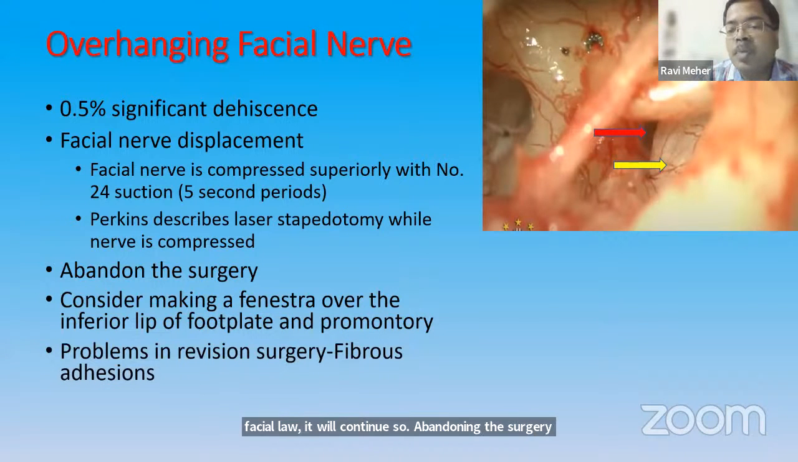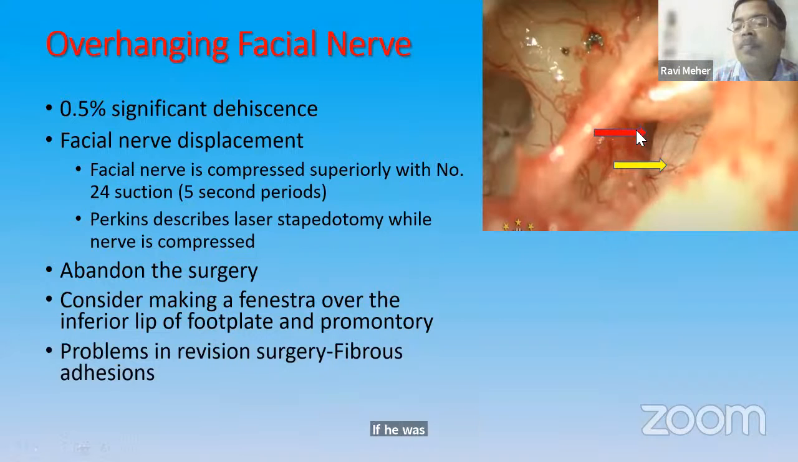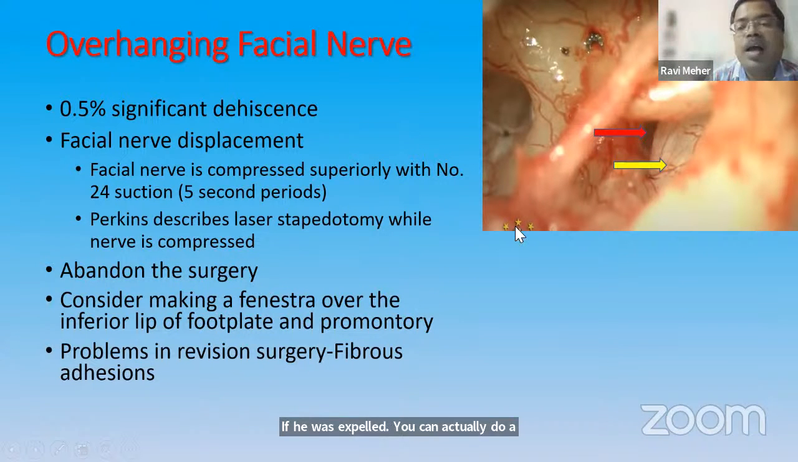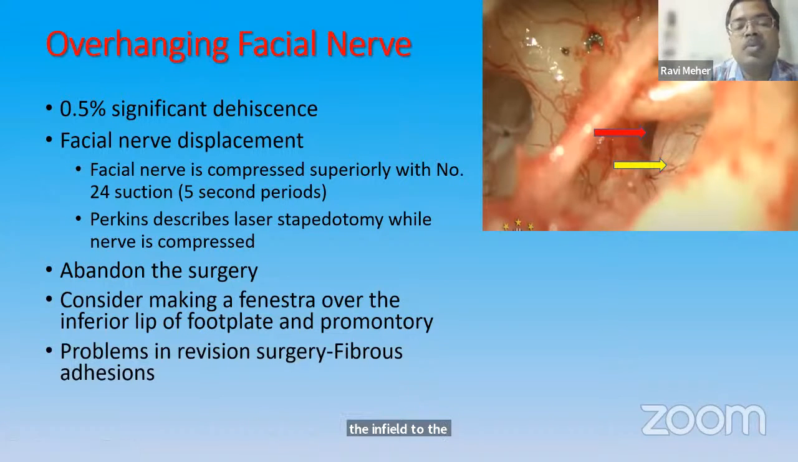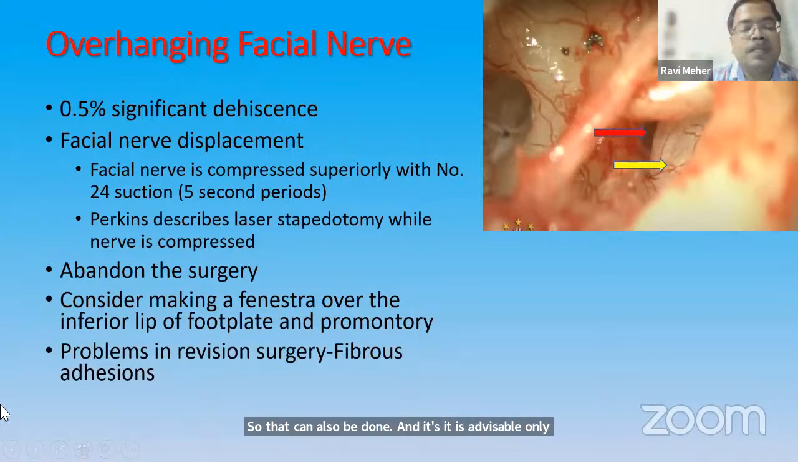If you are an expert, you can do a promontory drilling, and you can drill the promontory just inferior to the footplate, and then do an insertion of the piston, right? So that can also be done, and it is advisable only for experts to carry out this procedure.